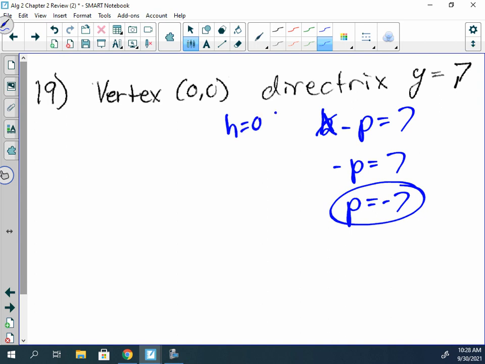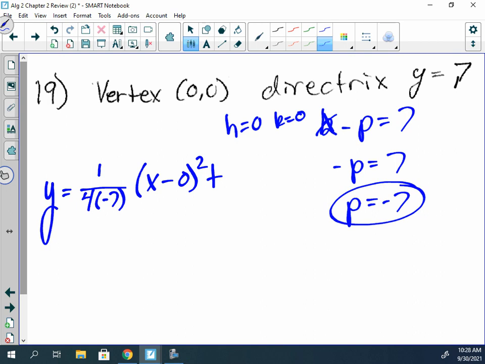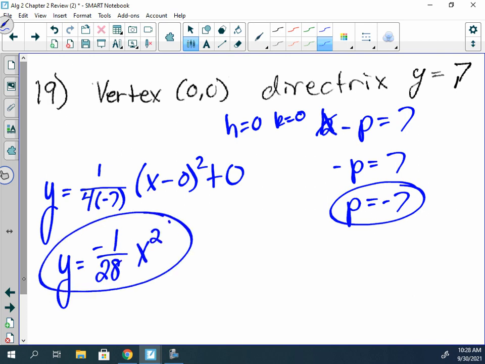What's h and k? 0 and 0. So we'd have y equals 1 over 4 times negative 7 times x minus 0 squared plus 0. Because the 4 times negative 7 would be negative 28, or negative 1/28 times x squared. And that would be it. That's all we'd have to do for this here. So any other questions on these problems here? We ready for the next set?